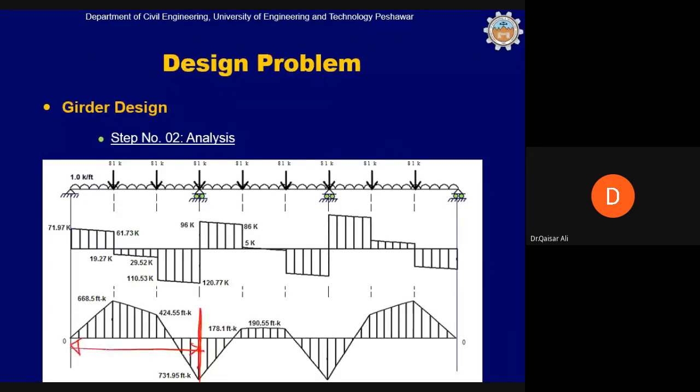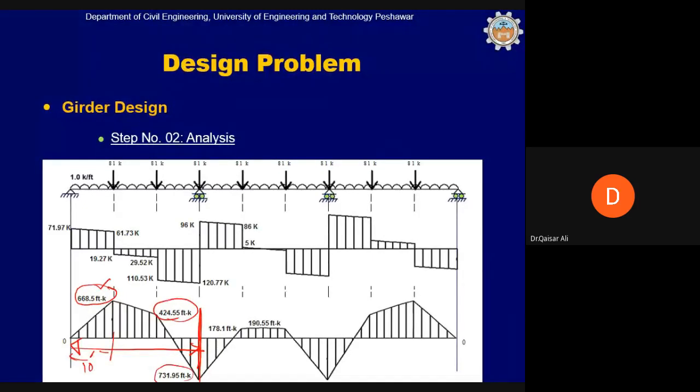The positive bending moment is not at the mid span, because you have a point load here. This girder is not subjected to a uniformly distributed load. So you have a maximum positive bending moment at 10 feet from the face of the support, 10 feet from the center of the support. This value is 668.5, and then it slowly and gradually reduces to a value of 424.55 kip, and then it becomes negative 731.9.